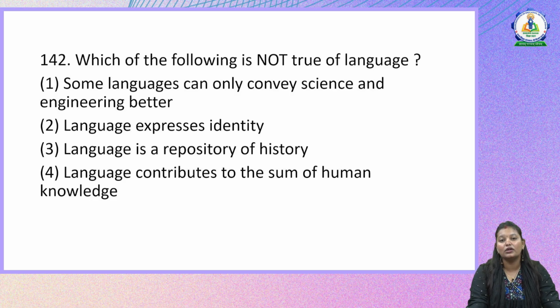When we were discussing the role of language and why we need to learn language, we discussed how acquiring knowledge is also possible through language. The transmission of knowledge is also possible through learning of language, and also the ability to preserve knowledge for the next generation, to give them the knowledge that we have, we need language. So one option which is clearly wrong is the first one, that is, some languages can only convey science and engineering better. It is not true of languages. Hence, this is the correct option here because they were asking which statement is not true of language. The correct answer is option 1. Moving on to the next question.